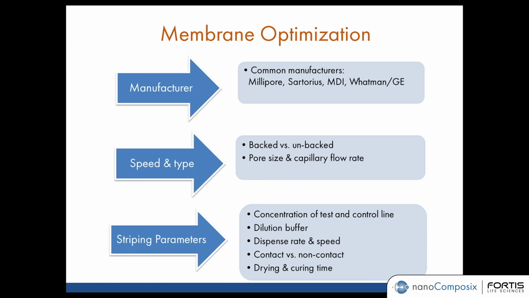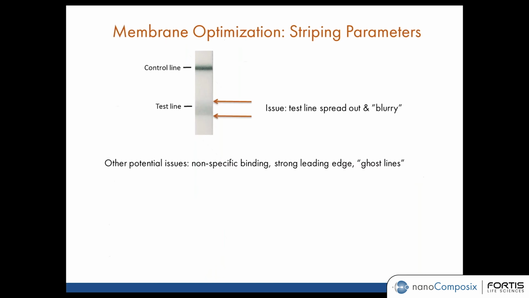The last aspect here is the striping parameters. These can include the concentration of your test and control line, the dilution buffer used, the dispense rate and speed, the type of dispensing used, such as contact or non-contact, and the methods used for drying and curing your membrane after it's been striped. After you stripe your membrane, it's really important to fully dry it in a forced air convection oven at 37 degrees Celsius and store it in a desiccated environment. If you don't have a dry room where the humidity is less than 20%, store all of your materials in a sealed foil pouch with desiccant or some other method to ensure less than 20% humidity for the materials. This will help with consistency of your results.